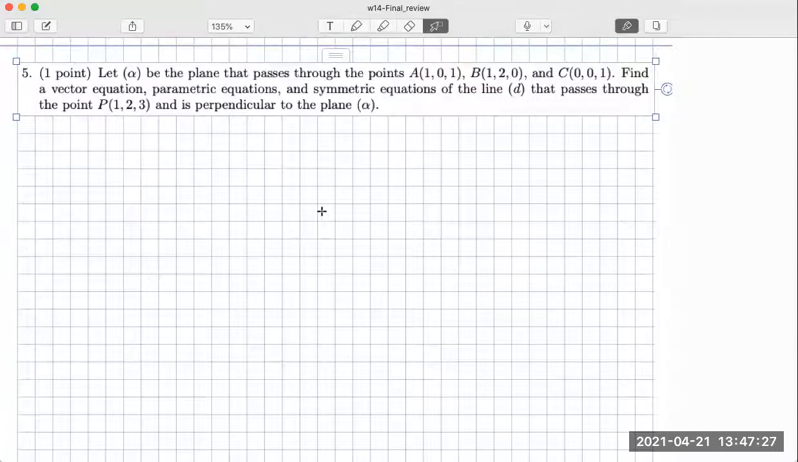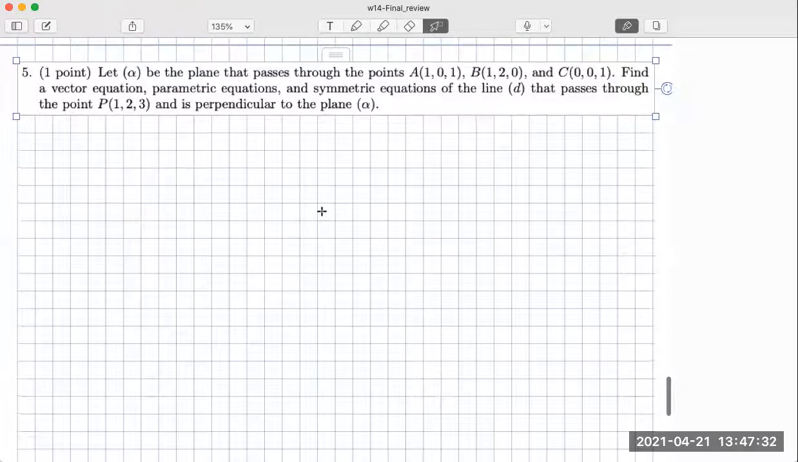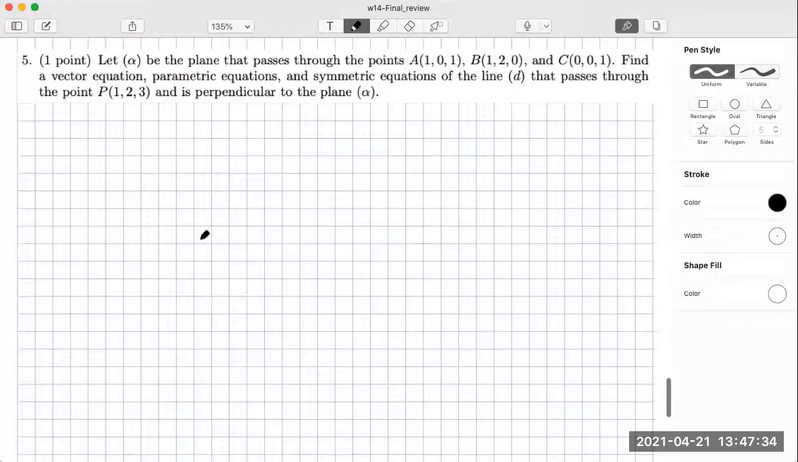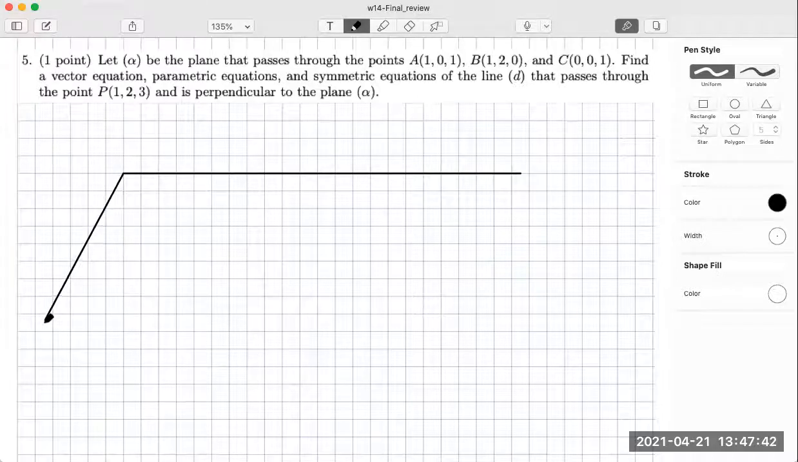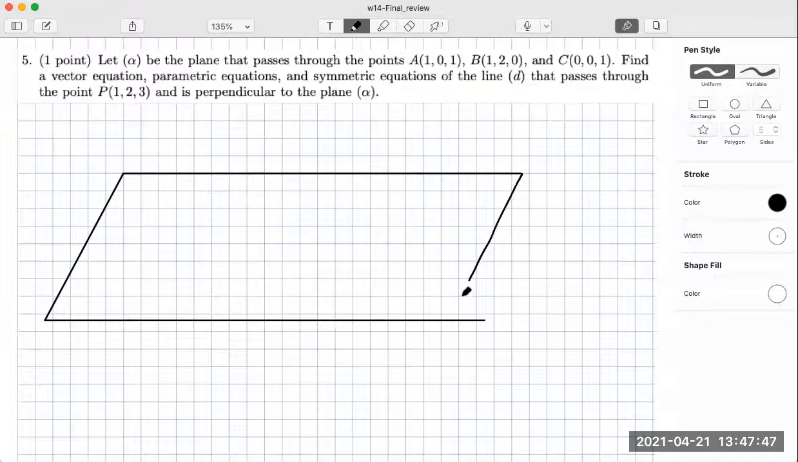Okay, now suppose alpha is the plane that passes through these points. Suppose we don't know the exact solution. Let us just imagine how it looks. Suppose this is the plane alpha, right? There are 3 points in this. Let us call them A, B, and C here, right? These points belong to this plane.